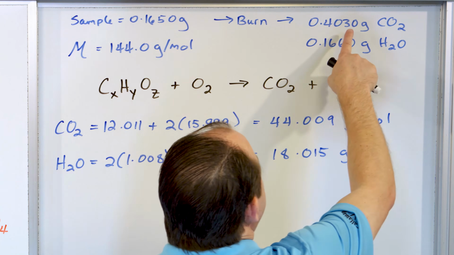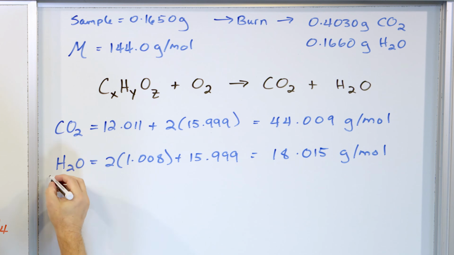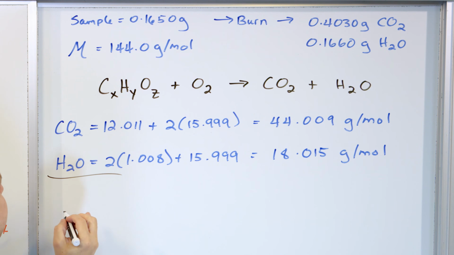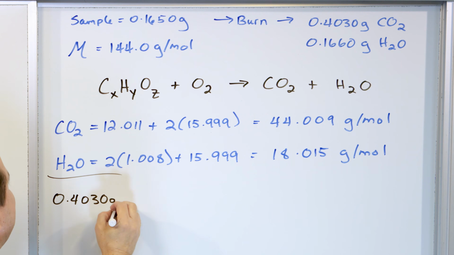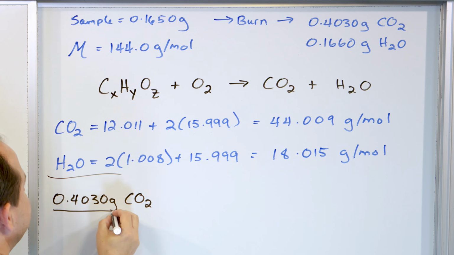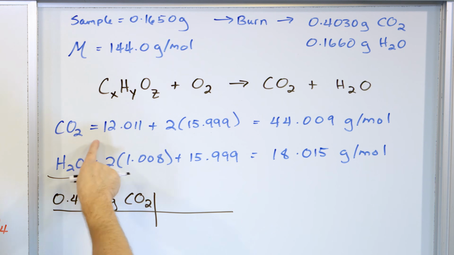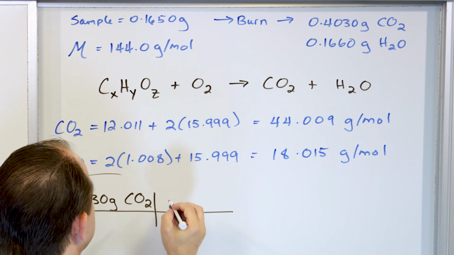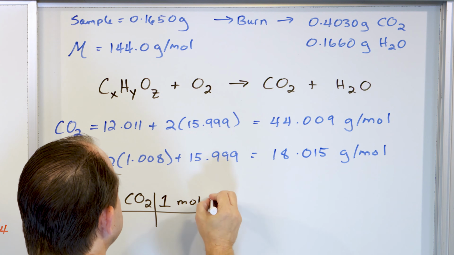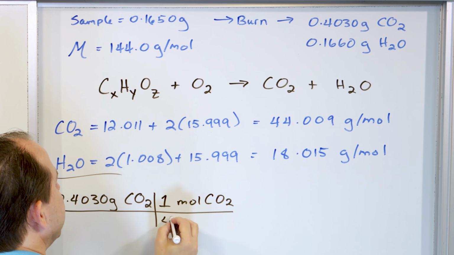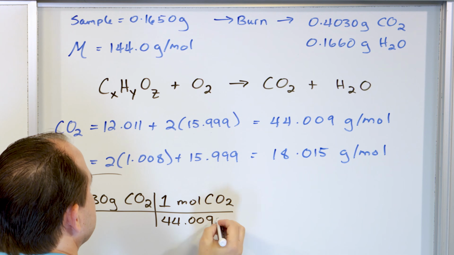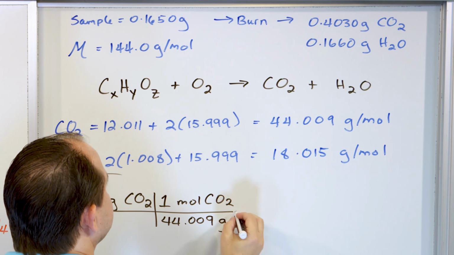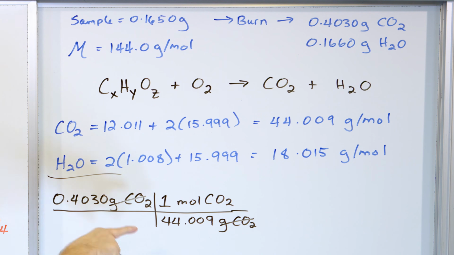Now we know how many grams of carbon dioxide is actually produced. So we write that down, 0.4030 grams of CO2. This is how many grams of CO2 is produced. But we now know the molar mass of CO2, so we can calculate the number of moles of CO2. We know that 1 mole of CO2 has a mass of 44.009 grams of CO2. Cancel, cancel. So if we do this calculation, we're going to get the number of moles of carbon dioxide.